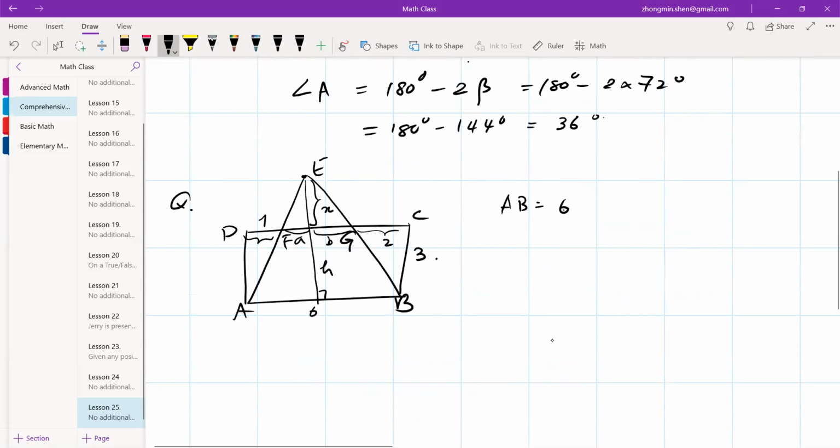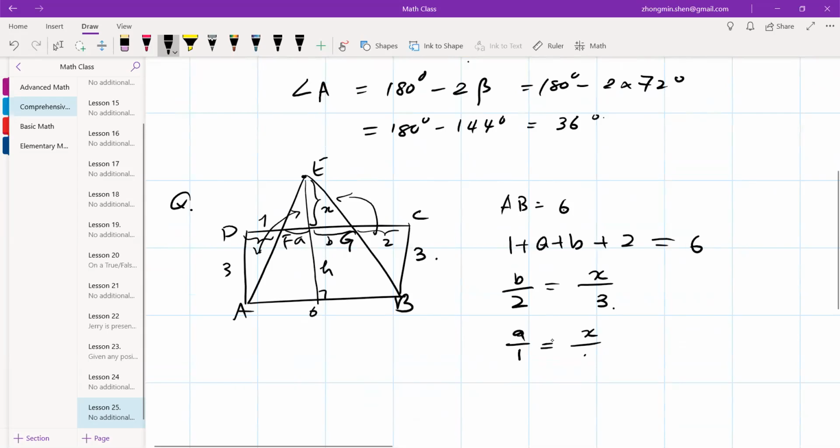A and B. So 1 plus A plus B plus 2 is going to be 6. That's clear, right? Then those two triangles are similar. You put the corresponding ratios. So B over 2, compared with this, is going to be X over 3, by the similarity of triangles. And the other side, you also see that this is 3. These two triangles are similar. A over 1 is going to be X over 3.